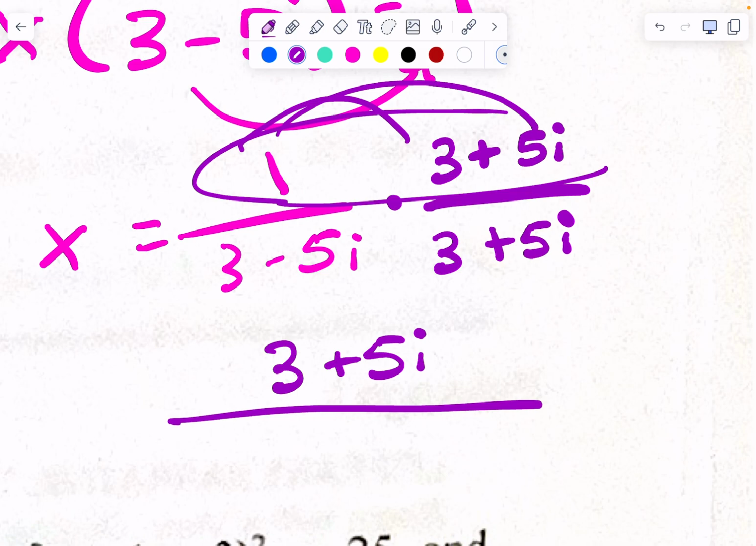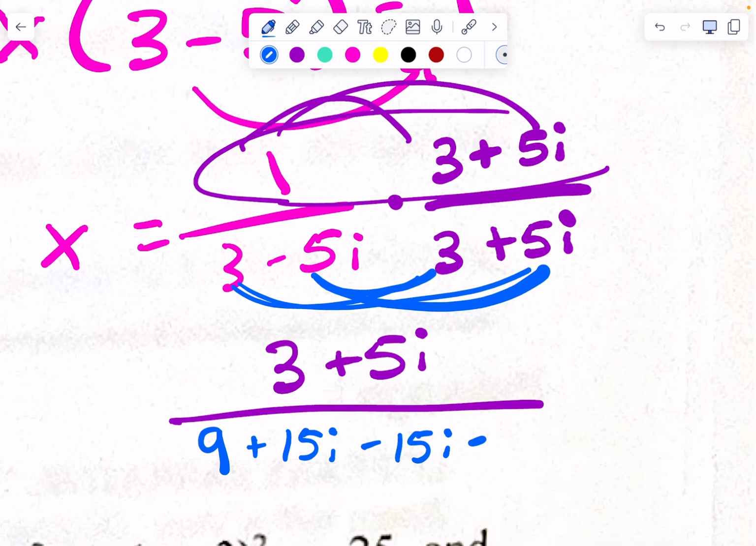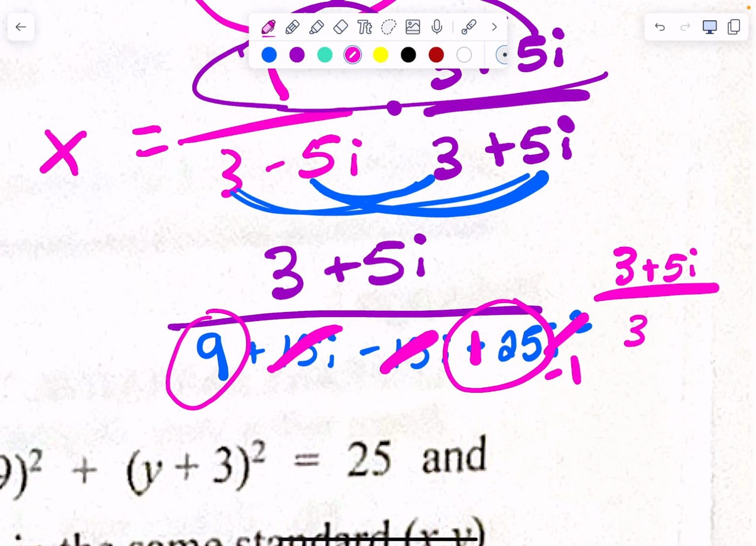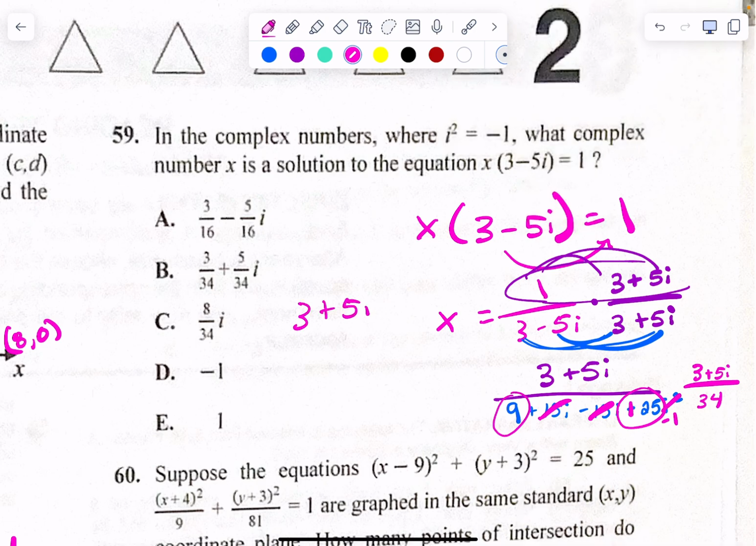But on the bottom, do we do this in trig, I think? Okay, 3 times 3 is 9. 3 times 5i is 15i. But then negative 5i times 3 is negative 15i. Do you know what negative 5i times positive 5i is? Negative 25i squared. But what's i squared equal to? Negative 1, so this is plus 25. So these two cancel. I have 3 plus 5i on the top over 9 plus 25, which is 34. Okay, so I got (3 plus 5i) over 34.